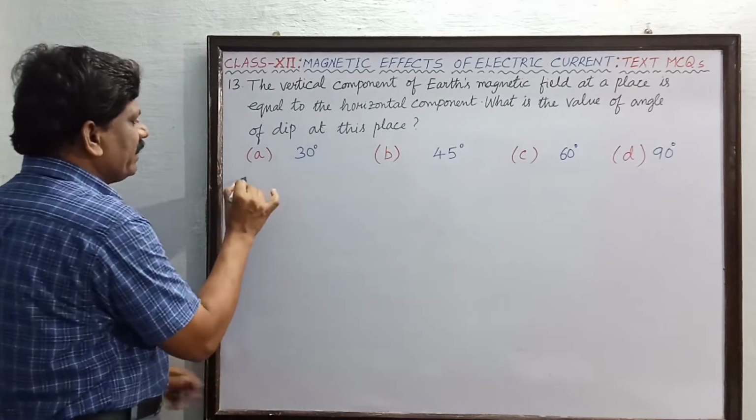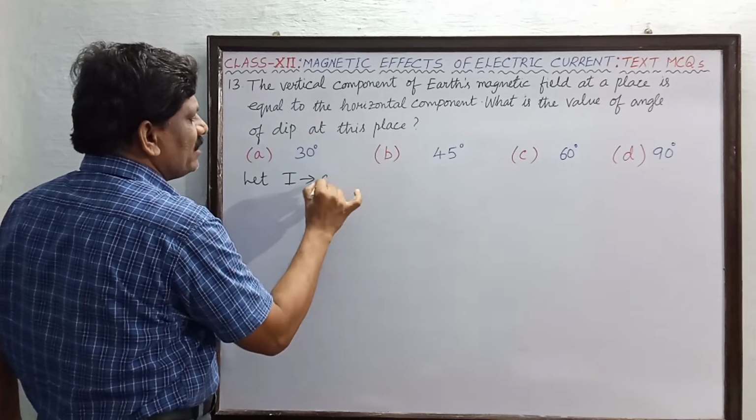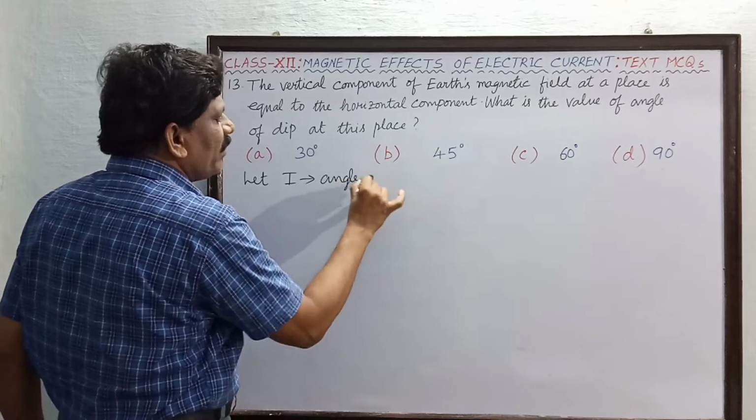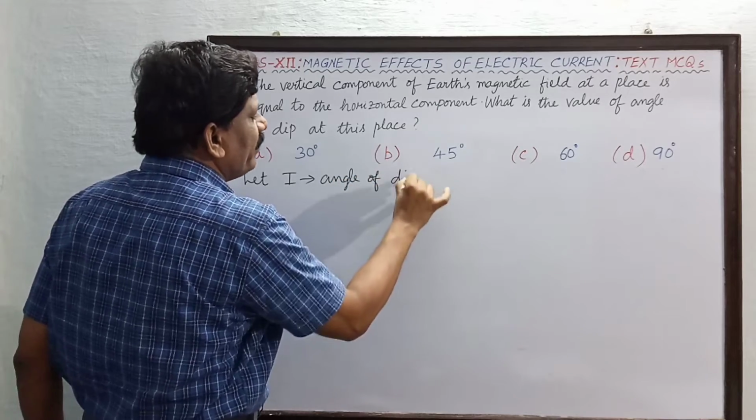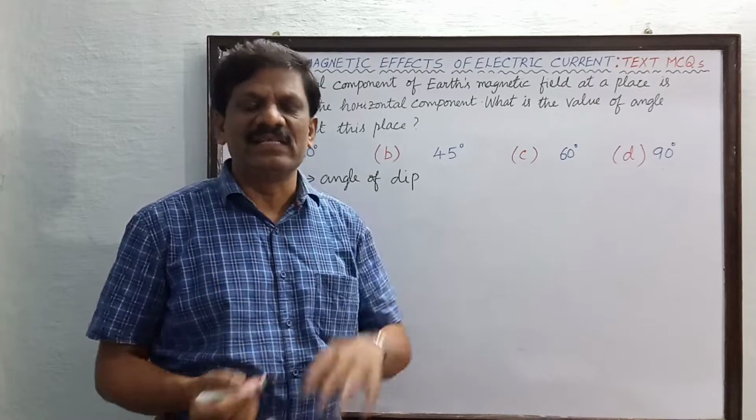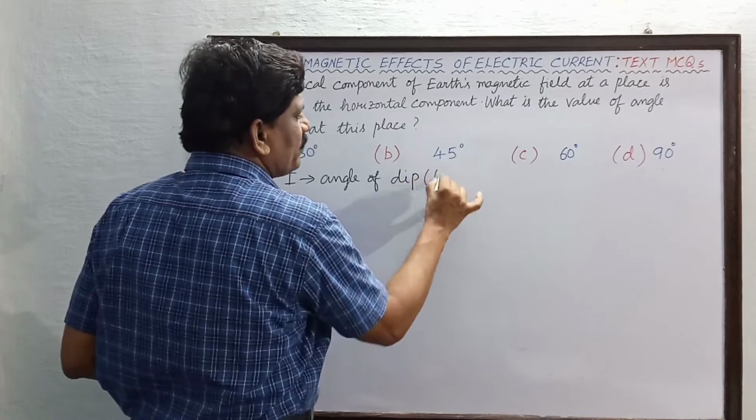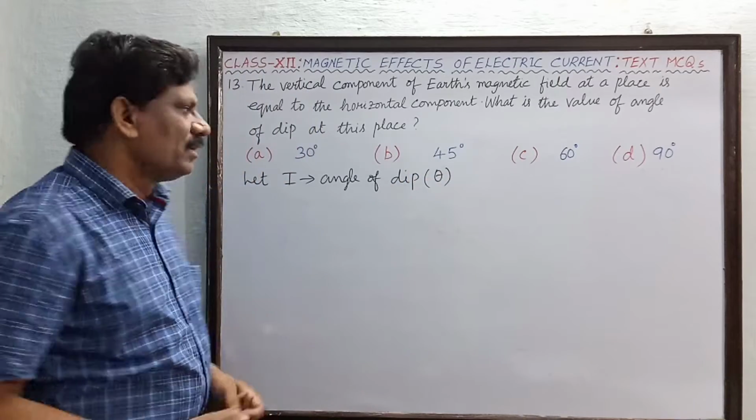So now let us take, let capital I represent the angle of dip. So this is the angle of dip. You can also use any other symbol like theta. In some other competitive books it is given as theta. So I can express this as theta also.